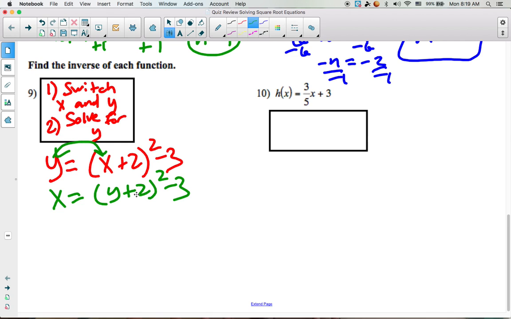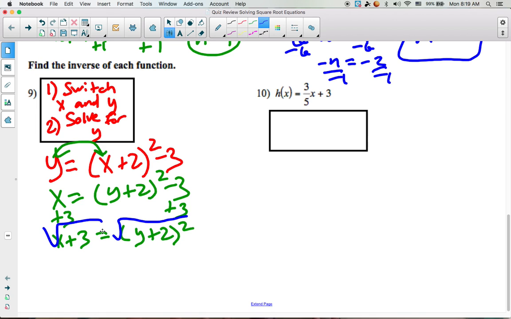That means we want to rewrite it so it's y equals. I'm going to start with this minus 3 and add 3 to each side. So that gives me x plus 3 equals (y plus 2) squared. Now the y is trapped inside the parentheses and that's being squared. So we need to get rid of the square. The opposite of squaring is square rooting. So we're going to square root each side.